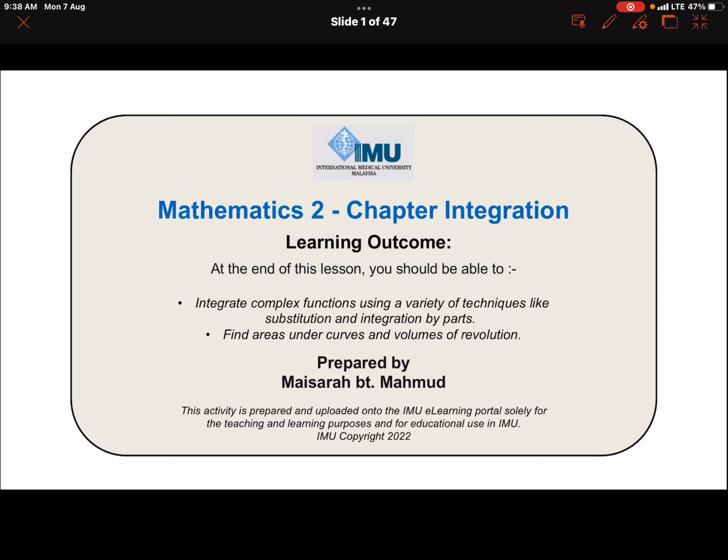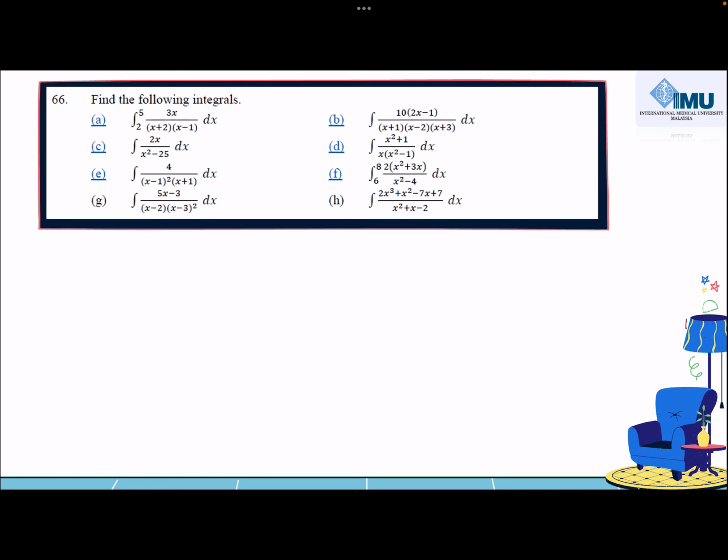Mathematics 2, Chapter Integration. Question 66D. Let's try to do it together. You have the integral of (x squared plus 1) over x times (x squared minus 1) dx. Now, let's try to decompose into partial fractions.